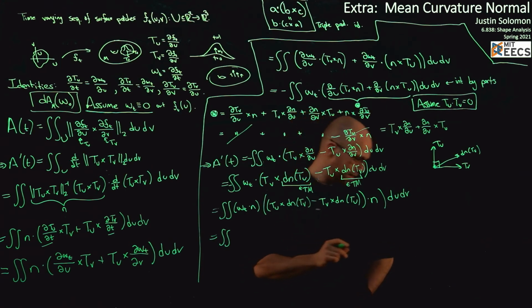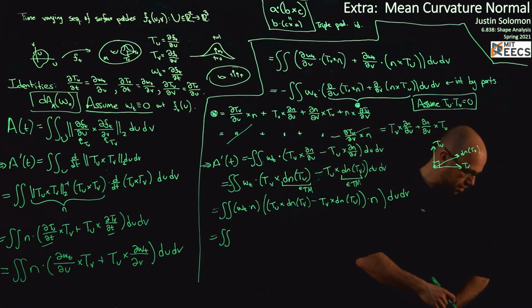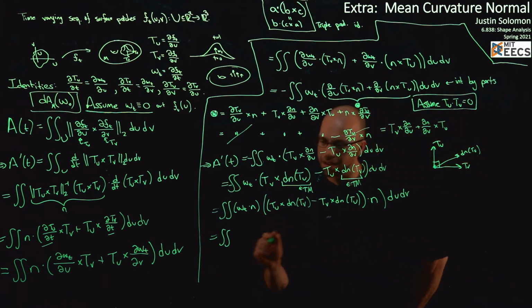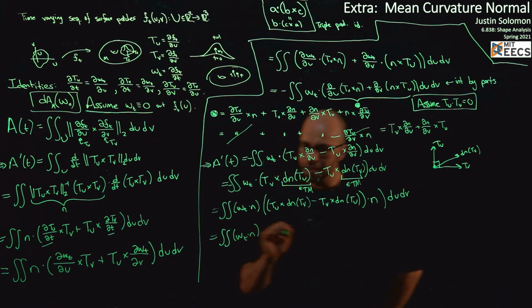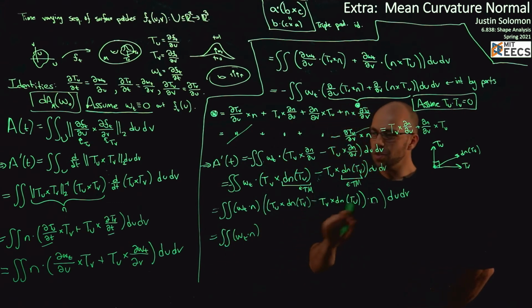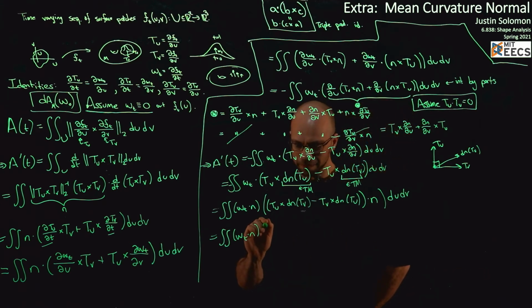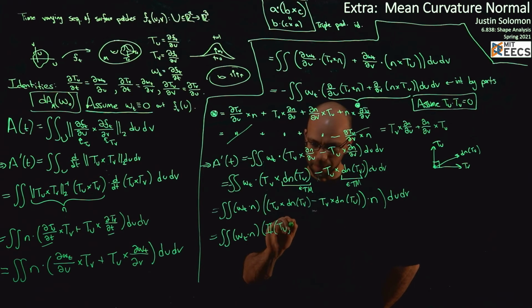Essentially what I'm going to end up getting is the following. I'm going to have the directional curvature in the u and the v directions. So I'm going to get this.